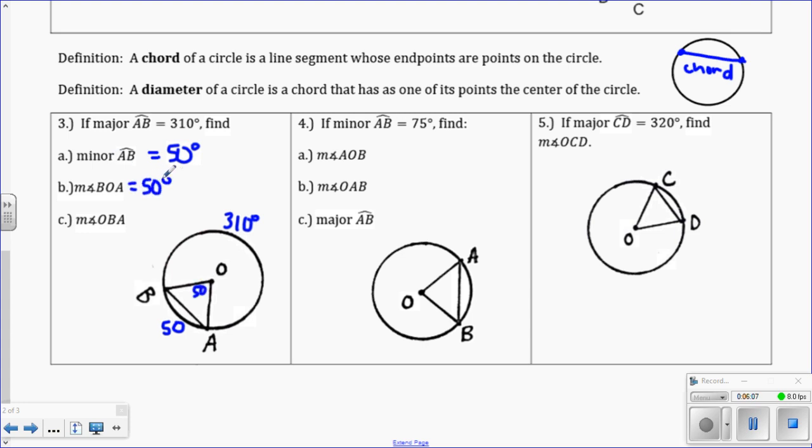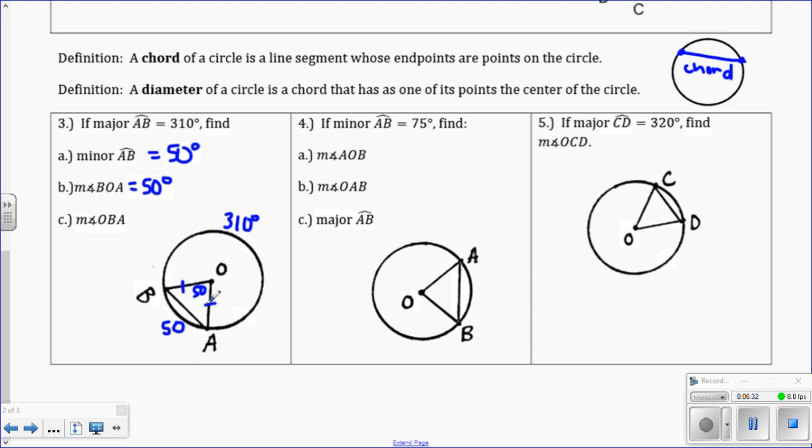Part C, maybe pause it and see if you can figure it out on your own. What you have to do is use the triangle to find angle OBA. You might think, okay, triangle sum theorem, all the angles add up to 180, but we don't have 2 of the angles. So how do we find either one of them? From O to B is a radius, and from O to A is a radius. If you have 2 radii drawn within the same circle, they're congruent to each other.